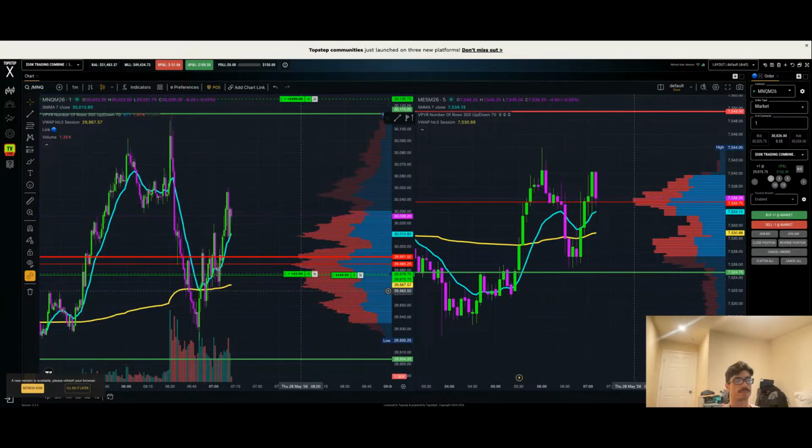I don't know. The cumulative delta is looking fine over here on NQ, but on ES it is not. We had a little bit of a divergence, so not as much upward volume. If this push right here doesn't work, then I think that we're cooked, as the kids say.